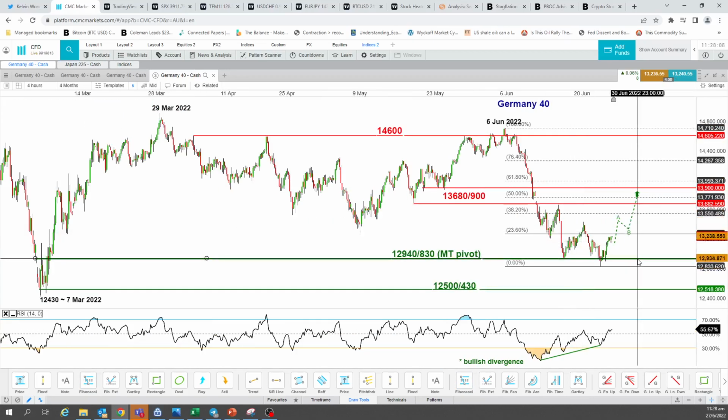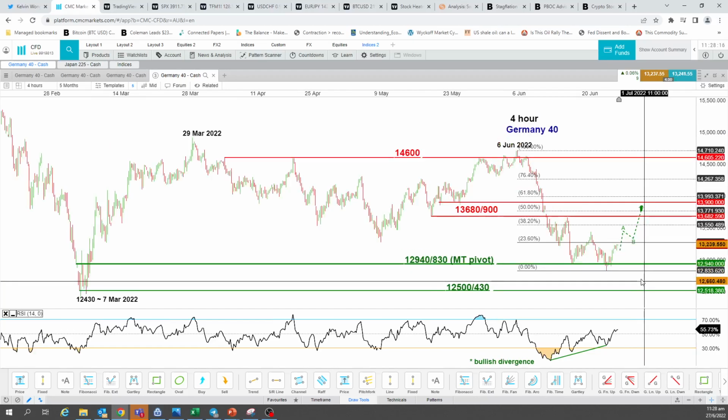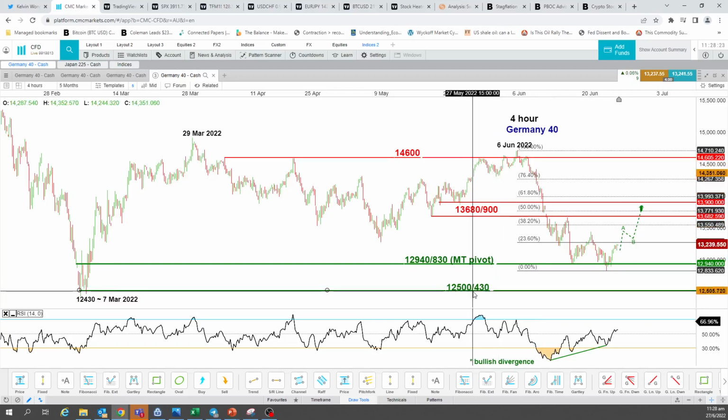However, if we start to see a 4-hour close below 12,830, it will invalidate our short-term push-up scenario, to see a further drop to retest this complex range support lower boundary, which is the support level at 12,500 slash 12,430.